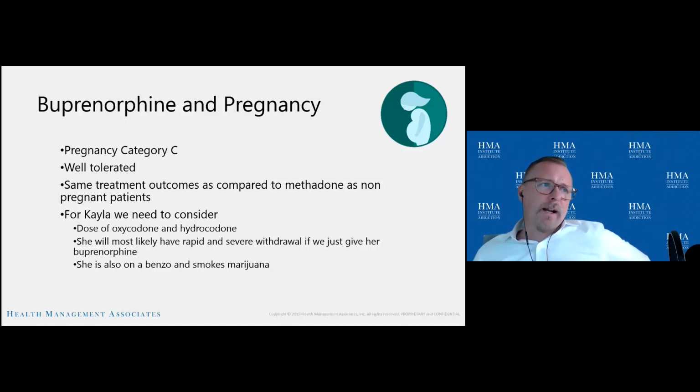For Kayla, when we start her on this medication, we take basic things into consideration. And, what was her dose of oxy and hydrocodone? Was she super high dose? If she's on these short-acting medications, she's probably going to have pretty rapidly developing and high-intensity withdrawal if we gave her buprenorphine. So we have to make sure that we do it in a thoughtful way. And she's also on a benzodiazepine and smoking marijuana.